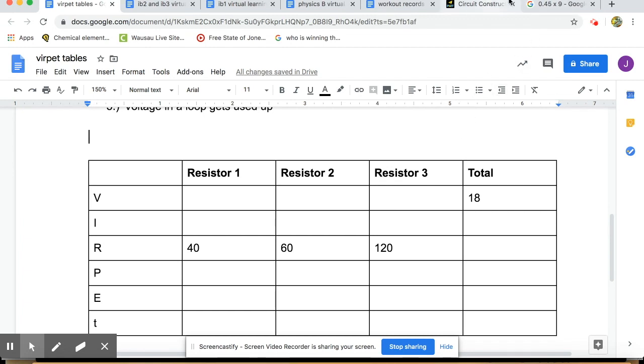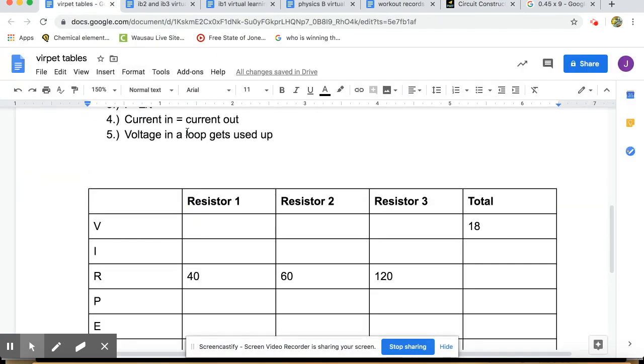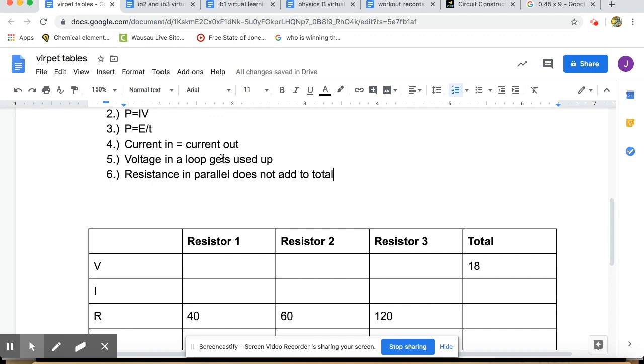We cannot simply add the total resistance this time. We cannot add the total resistance in parallel. That's one rule to follow. Maybe even add that to another rule here. That kind of goes off of these two rules, but maybe like a little side rule. Resistance in parallel does not add to total. All right, and that's based off these two rules, so we'll elaborate on those.